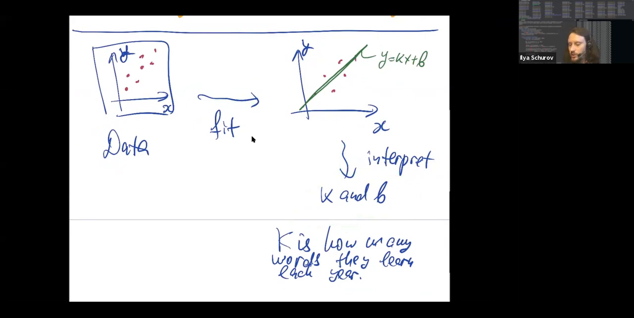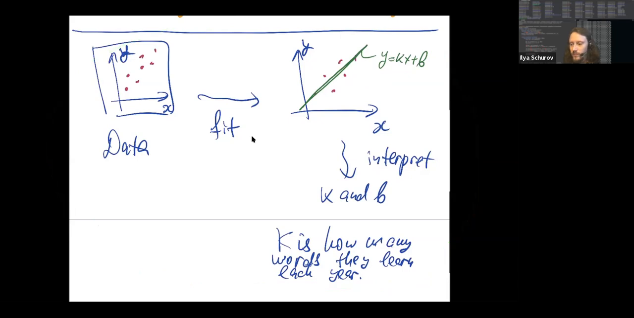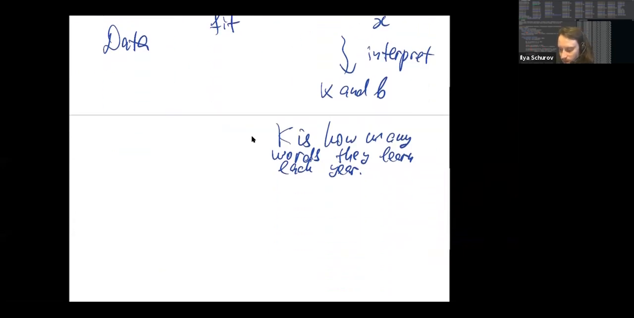Do you have any questions at this point? Just before we start discussing how we can find this straight line. Okay, then we can probably continue.